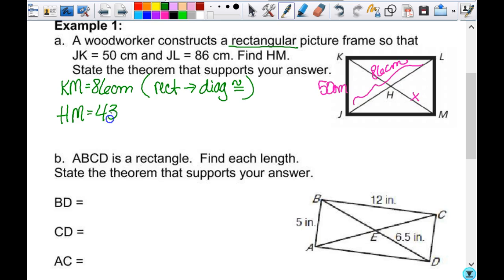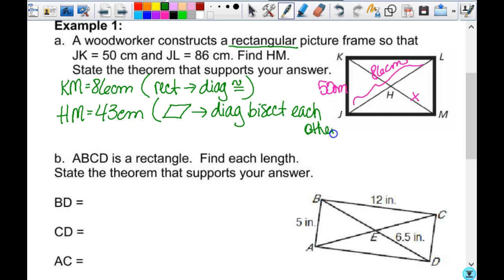is 43 centimeters. Now, the fact that the diagonals bisect each other, is that a rectangle property or a parallelogram property? Parallelogram. So I can't start off by saying it's a rectangle. I say if it's a parallelogram, which it is, then the diagonals bisect each other. The explanation is way more important than just the number. Okay? Are we all good on that?